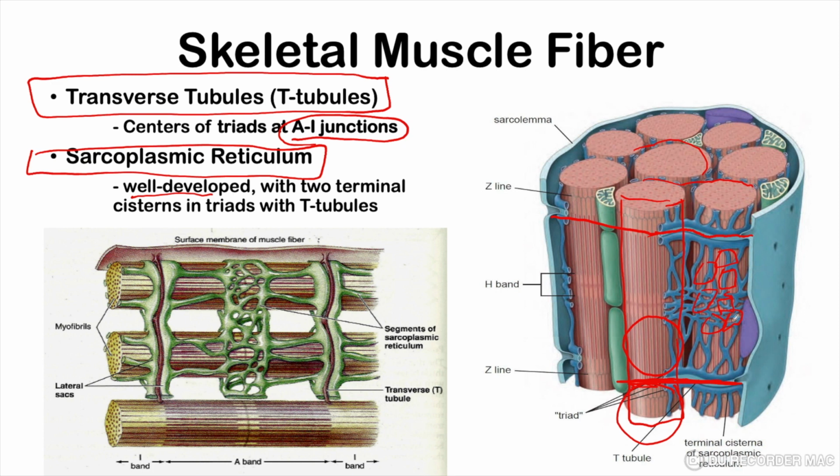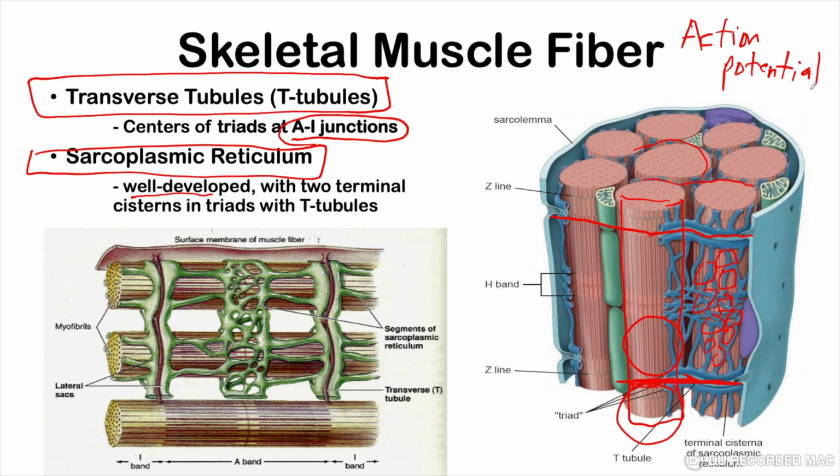Okay, so these net-like patterns and the presence of this transverse tubule are important for the propagation of, again, your action potential. Later on, you will see the entire cascade of the signal transduction in muscular contraction. Okay. Moving on.